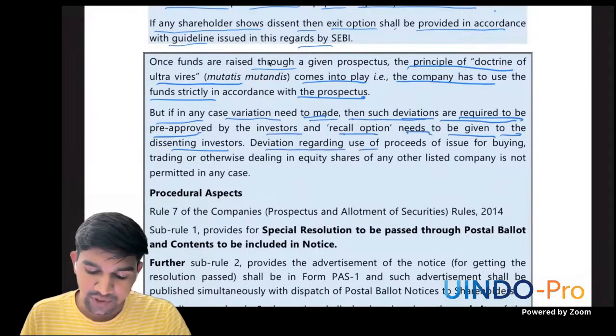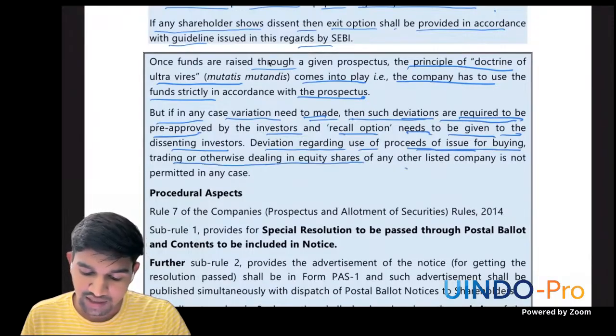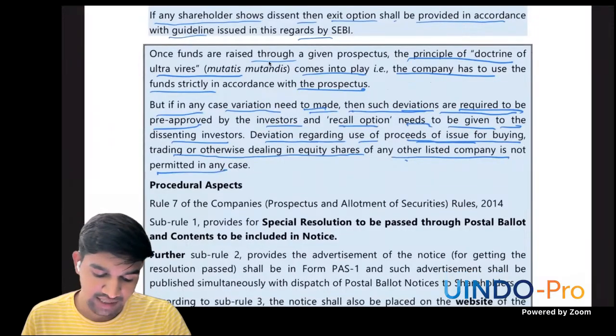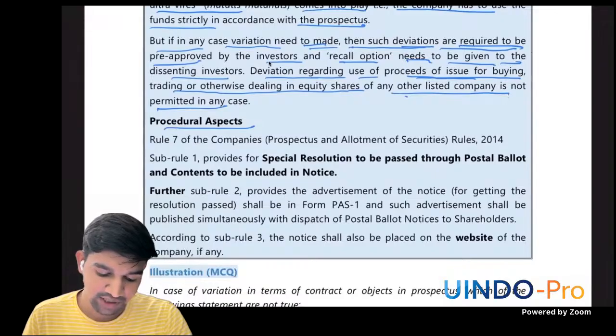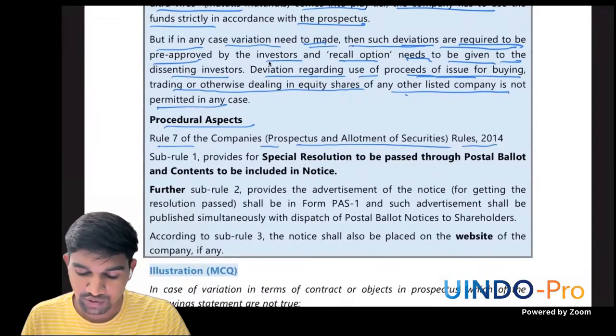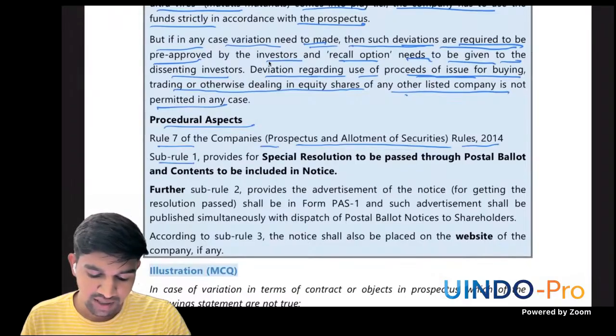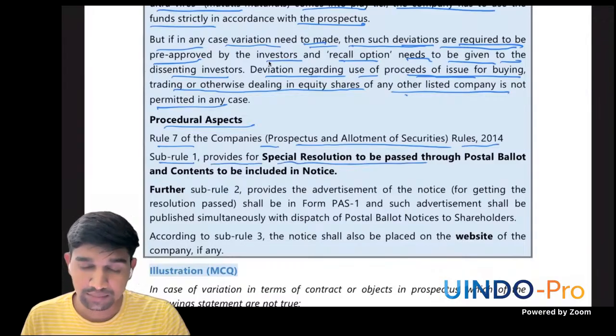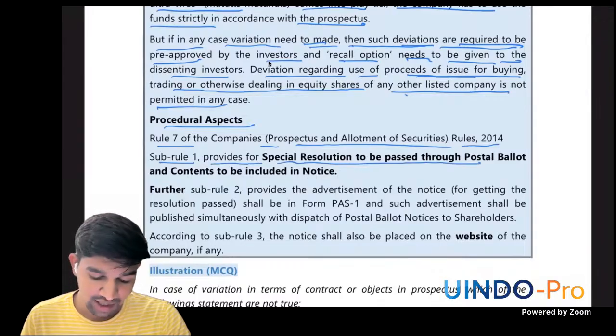Deviation regarding use of proceeds of issue for buying, trading, or redeeming equity shares of any other listed company is not permitted in any case. Procedural aspects. Rule 7 of the Companies (Prospectus and Allotment of Securities) Rules, 2014, sub-rule 1, provides for a special resolution to be passed through postal ballot and the contents to be included in the notice.